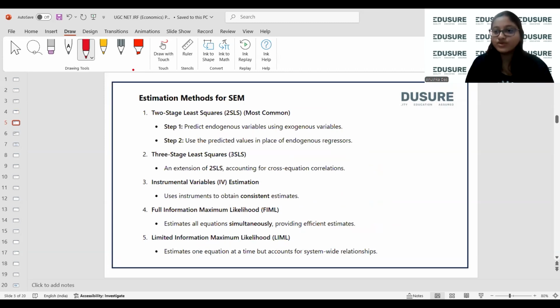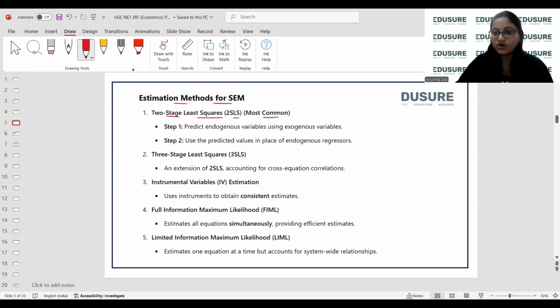Now, as I have told you, you cannot apply OLS when a simultaneous equation model is present. So you have to apply some other methods. What could be the alternatives in UGC NET? They have previously asked you this question. They can again ask you this question. What are the estimation methods in simultaneous equation model? The most common method will be the two-stage least square method.